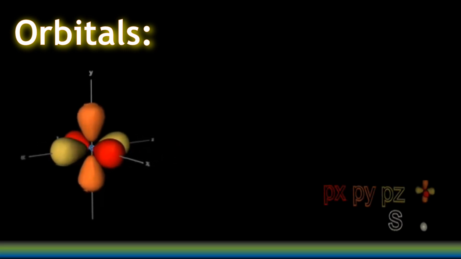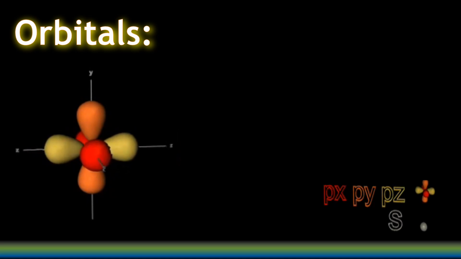Now here we have an animation, and it shows the simplest kind of orbital. It's a sphere. And now we imagine three p orbitals on three different axes. And if you look carefully, you can see that none of them are sharing spaces. That is, none of them are touching either.